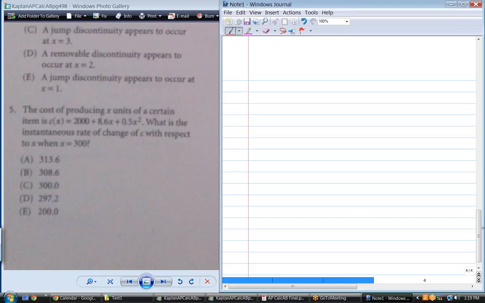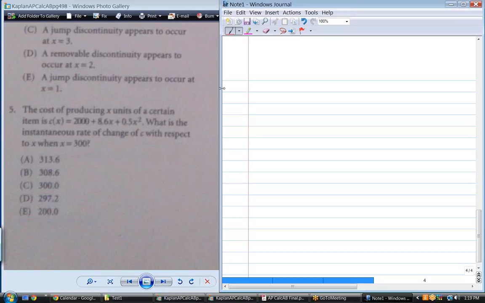If you go to Colorado Springs and it takes you an hour and it's 60 miles, then your average rate of change is 60 miles per hour. But you never speak of instantaneous rate of change. Why? Because rate of change is rise over run.